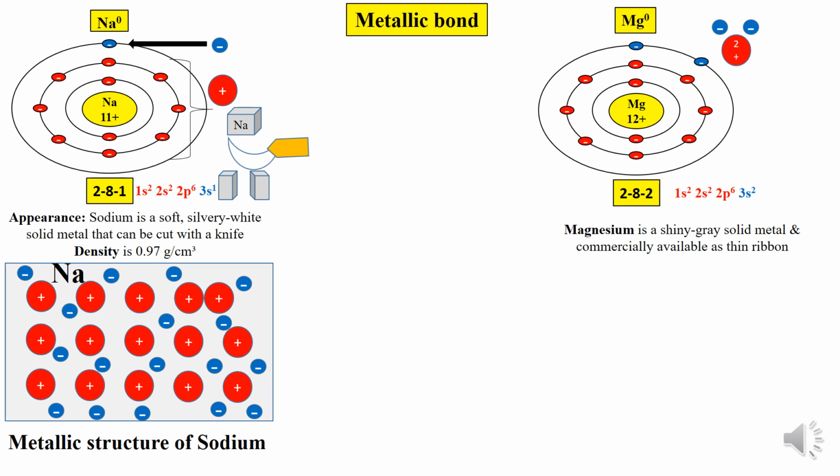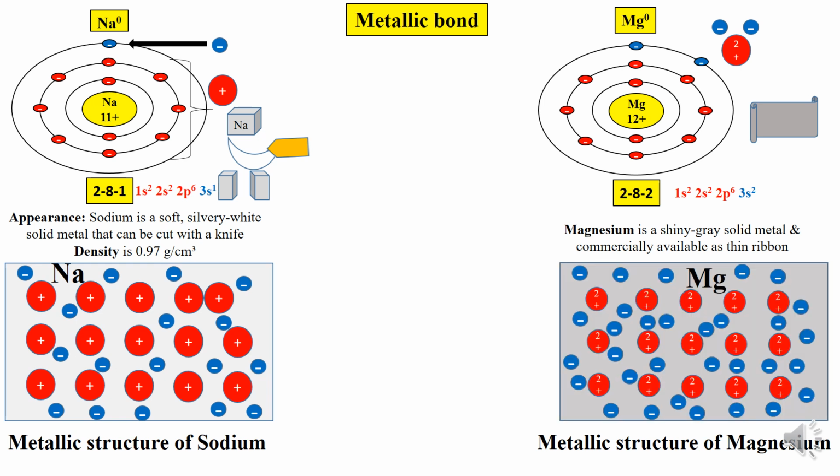And talking about the physical appearance of magnesium, or the physical state. Magnesium is a shiny gray solid metal, and it is commercially available as a thin ribbon. And when you take a closer look at the metallic structure of magnesium, you will find delocalized sharing of negatively charged, loosely held, freely moving valence electrons and the positively charged metal atoms. So the same explanation holds good even in the case of magnesium. The only difference is the number of valence electrons. The number of valence electrons in magnesium is 2, and in sodium it is 1.